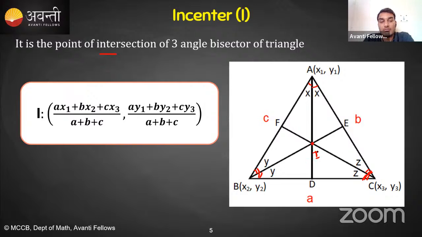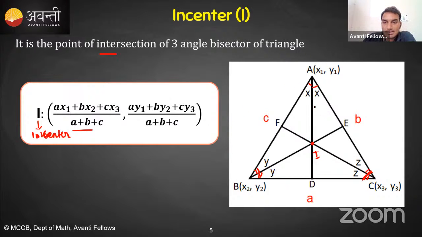Okay. And how do you get the coordinates of the incenter? First of all, the incenter is the point of intersection of the three angle bisectors. So this is represented as I. Incenter will be denoted with I. Okay. So how do you get the coordinates of the incenter? A into x1 plus B into x2 plus C into x3 upon A plus B plus C is the x coordinate of the incenter, and the y coordinate of the incenter is (A y1 plus B y2 plus C y3) upon A plus B plus C. And I told you how to remember it.